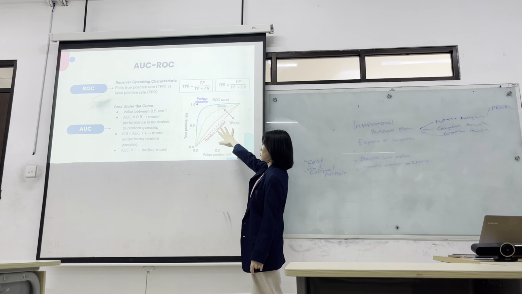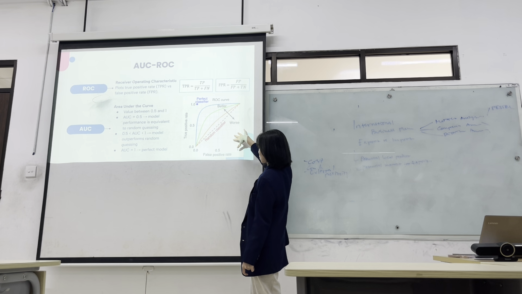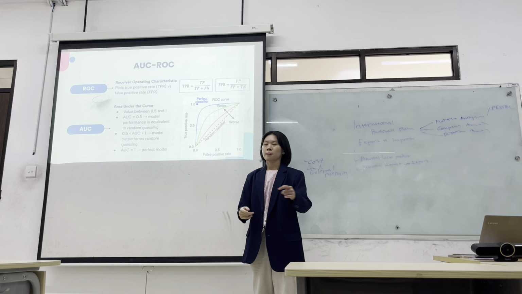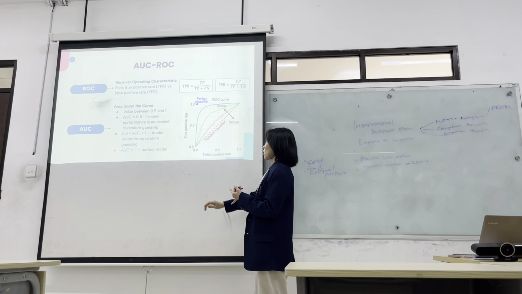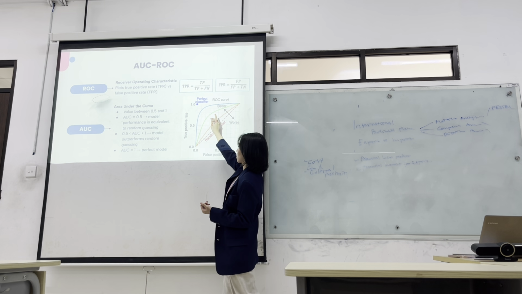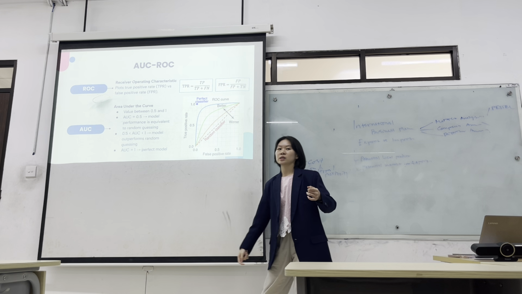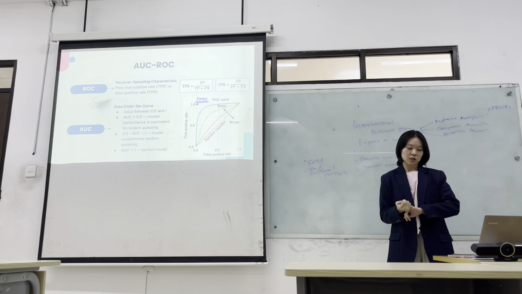So if we have this one, this is the red line. If the ROC is here and the AUC is only this, equal to 0.5, then there is no difference between random guessing and using a model. While if the curve gets closer to this point, then we can say that the model is better.